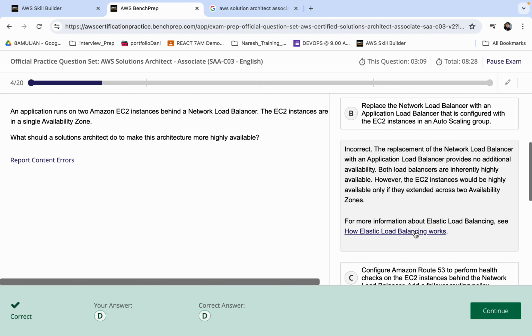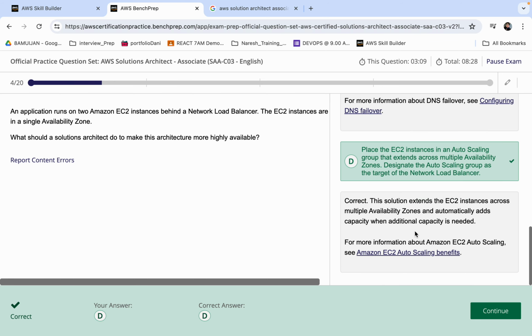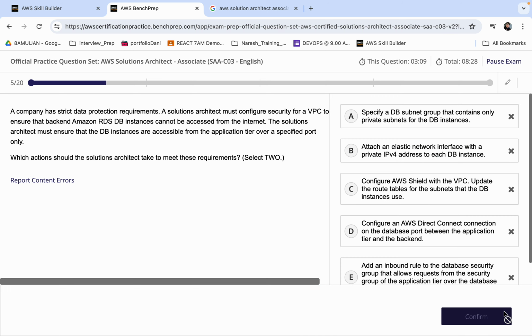Yeah, exactly. This solution extends the EC2 instances across multiple Availability Zones, because the Auto Scaling group will automatically help in extending the EC2 instances across multiple Availability Zones and automatically adds capacity when additional capacity is needed. Okay, now check the next question.